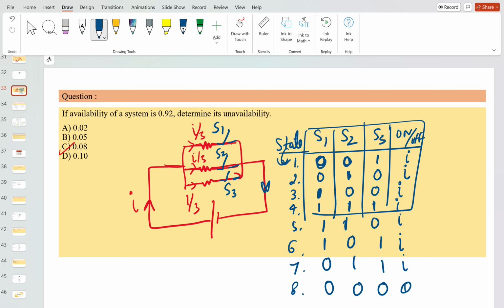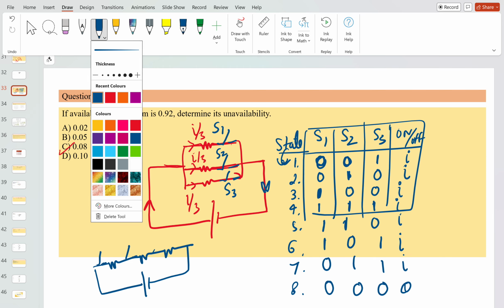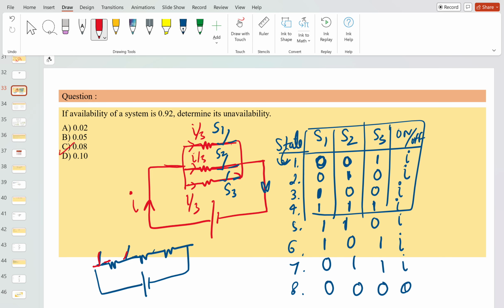Okay. Suppose I take one situation like this. So this is a current source, and this is a resistor like this. Then I have connected one switch here, one switch here, one switch here. Okay, now the system will behave differently.